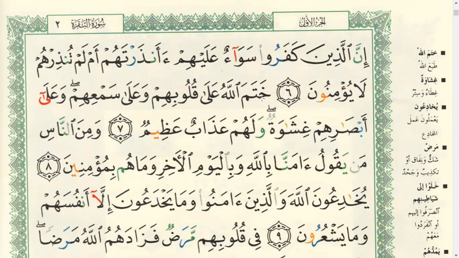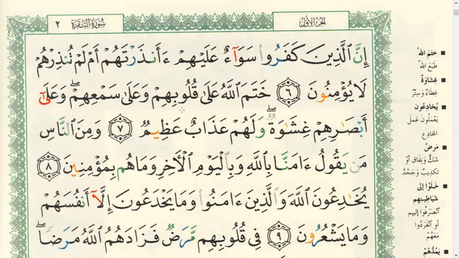So first it is said, Khatamallahu ala kulubihim wa ala sam'ihim. Allah has put a seal on their hearts and on their hearing. Then, wa ala absarihim ghishawa. And on their eyesight, there is a veil. Walahum, and for them. Azabun, a punishment. Azim, great. Walahum azabun azim, and for them there is a great punishment.